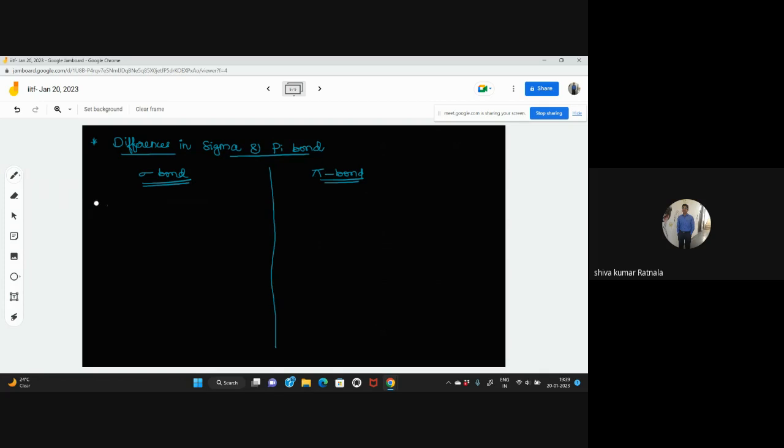Sigma bond, how is it formed? By end to end overlapping, sir. Head to head, end to end overlapping. Next, pi bond will form by lateral overlapping of orbitals.